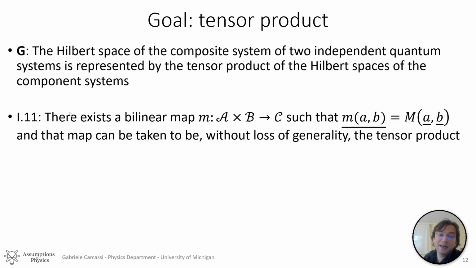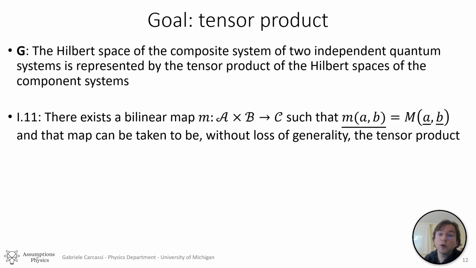So mathematically, we want to show that there exists a bilinear map little m from A, B Hilbert spaces to C Hilbert spaces, such that when we take a vector A and a vector B, apply M, and then take the ray, which is the state, is the same as applying M directly to the rays. And we can take that map M to be, without loss of generality, the tensor product.